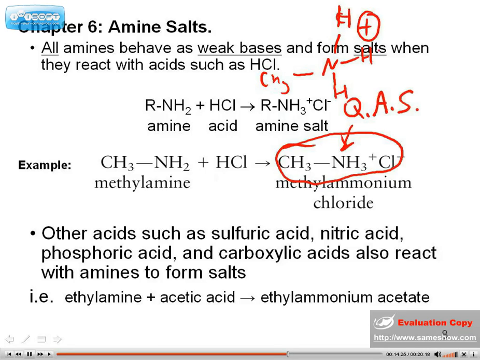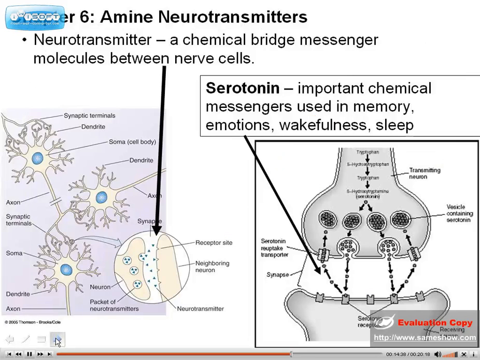Now, charge-wise, it's not very stable. It has an overall positive charge, which is why we need the negative charge to balance it out. Because we have positive and negatives that make it up, we call this a salt. Let's go ahead and move forward. Amines are found in neurotransmitters.